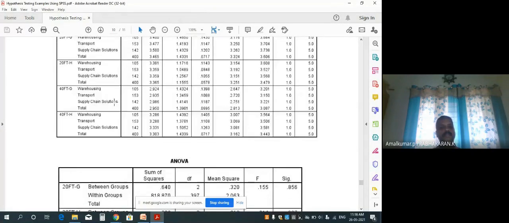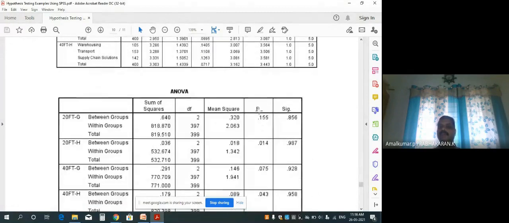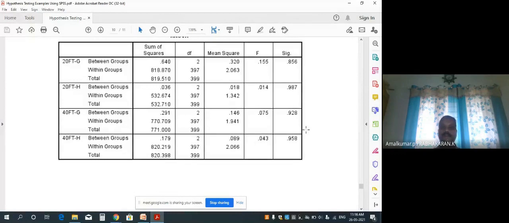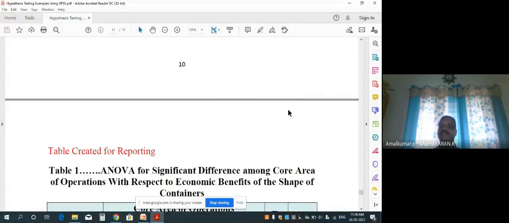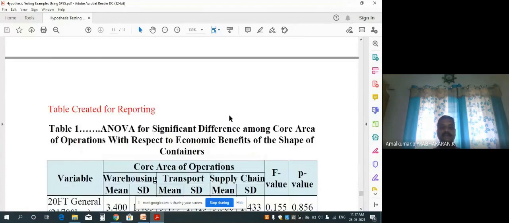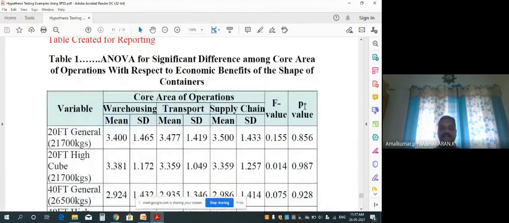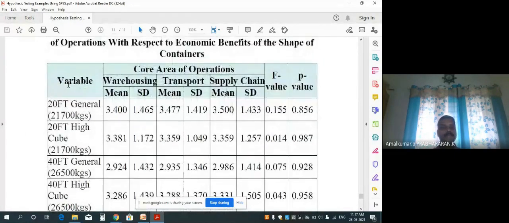The mean value, the standard deviation value, and the F and significance values are taken by the researcher for the final reporting, and after that the researcher developed a table. This is the table developed by the researcher for final reporting. Here this is a variable column. These are the different shapes of containers. This is the core area of operation. There are three core areas of operation: warehousing, transporting oriented companies, and supply chain oriented companies.